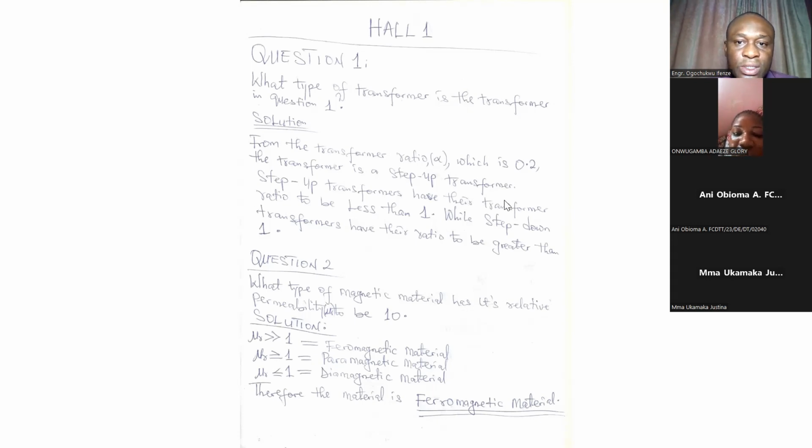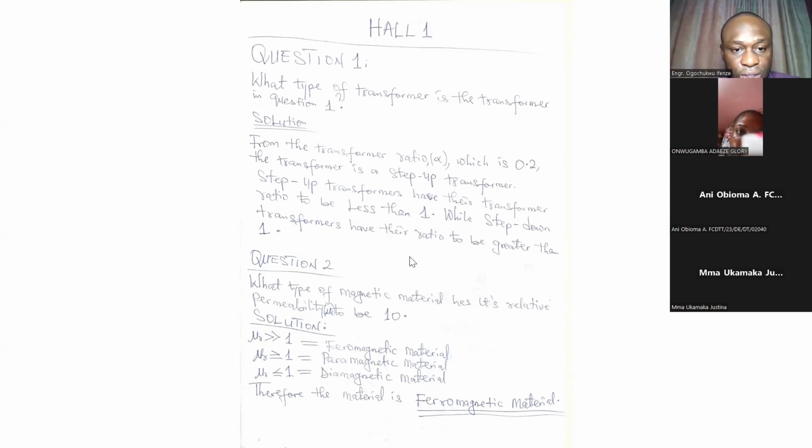One of the reasons you should know, even by merely looking at the transformer ratio, is that for a transformer ratio less than 1, they are always step-up transformers. For a transformer ratio greater than 1, they are always called step-down transformers. Are you getting me? That's the mathematical interpretation of what we are doing.